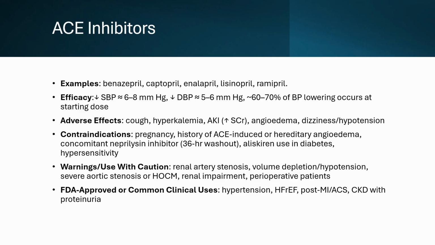Some of the contraindications include idiopathic or hereditary angioedema or a history of ACE-induced angioedema, a 36-hour window of neprilysin inhibitor use, and pregnancy. Some of the warnings include hypersensitivity reactions, patients with ascites, patients with renal impairment, patients with hypertrophic cardiomyopathy with left ventricular outflow tract obstruction, and patients undergoing surgery. The FDA-approved indications include acute coronary syndrome, heart failure with reduced ejection fraction, and chronic hypertension.